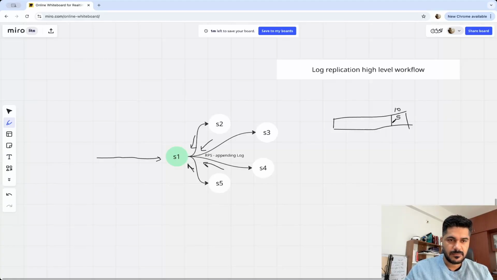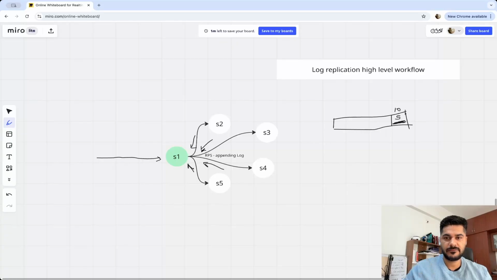So in this term, and what is my command? The command can be whatever your client wants executed, like saving an entry or executing something, but that is least relevant right now. It's just a value for me. So whatever that command is, I will first append it here as a leader. Then I will send the request to all the followers.